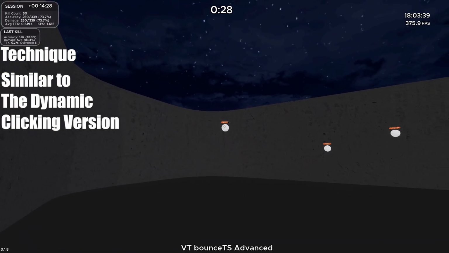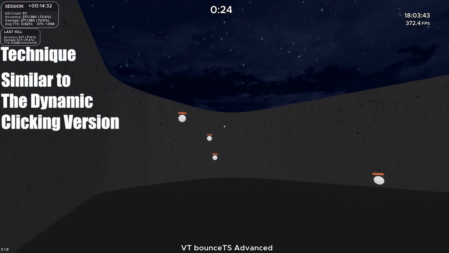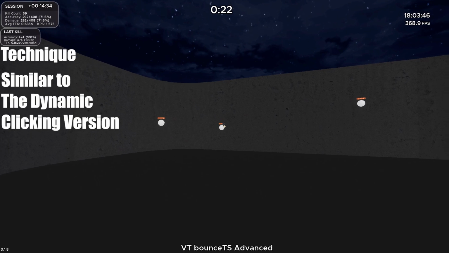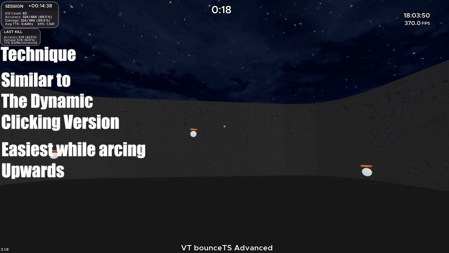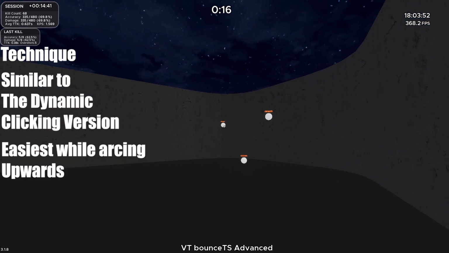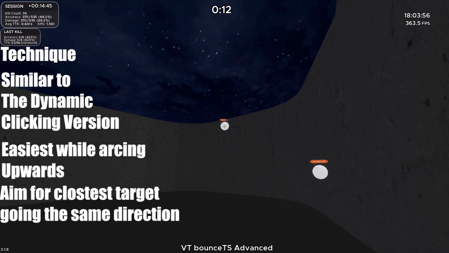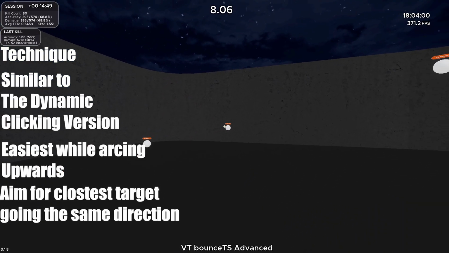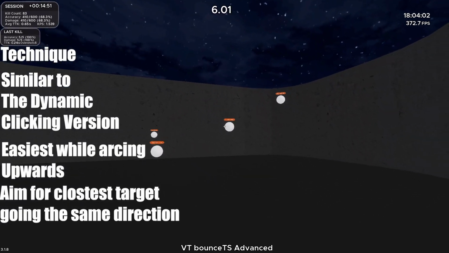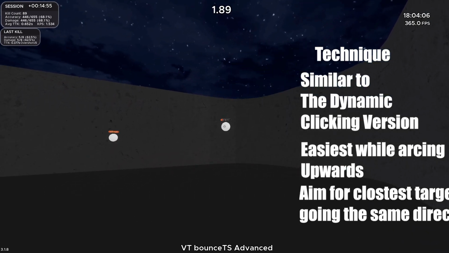I personally find, however, that instead of hitting the target while it's at its peak, in the bounce target switching scenarios, it is easiest to track them on their way up. I also try to move to the closest target that comes next, and the targets that kind of follow the same pattern, or the targets that are moving in the same direction or the same arc, for a smoother transition.